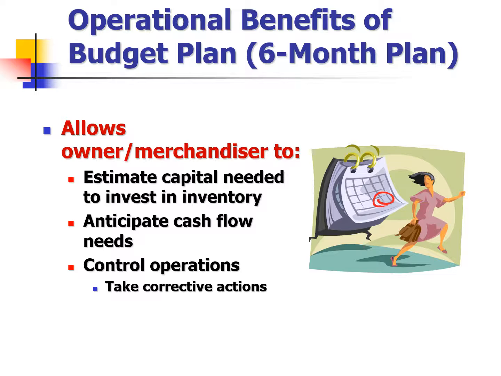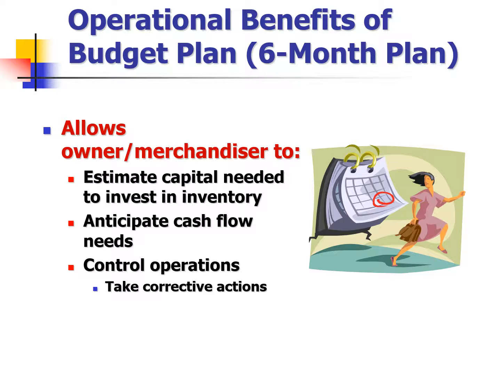In an operational sense, having the 6-month plan allows the owner of the store or the merchandiser to be able to estimate the capital needs. Capital need basically means, how much money do we need to go ahead and purchase stuff, like to invest in the inventory, right? So that you can actually anticipate the cash flow needs. So how much sales you will need to be able to generate this cash, or if we have to borrow money from the bank or someplace like that, then when do we need to borrow and how much? And that kind of anticipation and projection is possible.